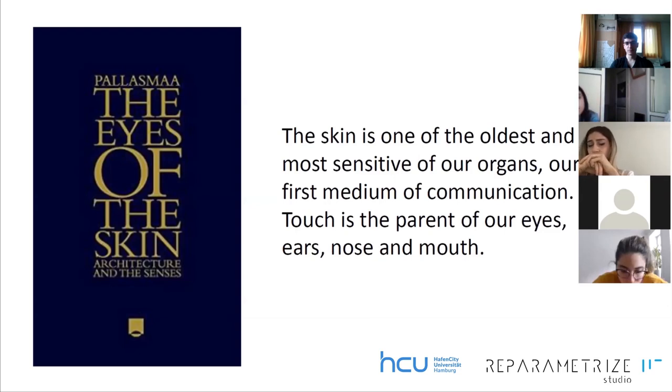And all the other senses follow. And as Juhani calls it, it's the boundary line of the wall. But what does it really mean in the architecture world? You might be asking, okay, touch is helping us to perceive the world, but what does it really mean?